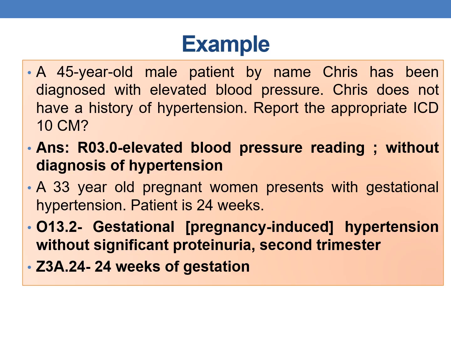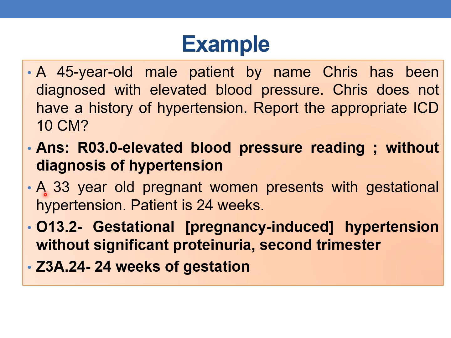Let us see examples. A 45-year-old male patient by name Chris has been diagnosed with elevated blood pressure. Chris does not have a history of hypertension. Report the appropriate ICD-10-CM code. He does not have hypertension but is diagnosed with elevated blood pressure. So the appropriate answer is R03.0, elevated blood pressure reading without diagnosis of hypertension.